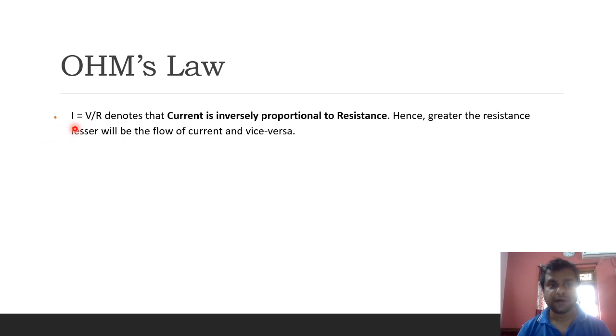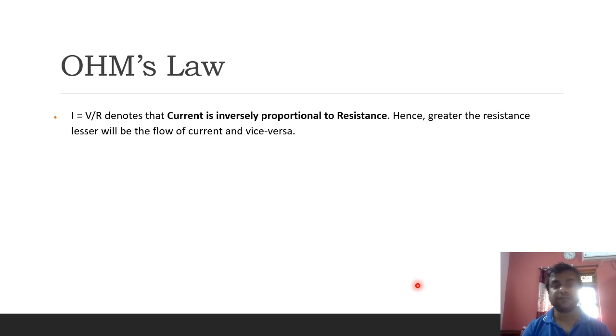Okay, so I is equal to V upon R denotes that current is inversely proportional to resistance. In simple words, it means that when current increases, there is less resistance. If there is more resistance, the current will decrease. So they work in opposite fashion. When the current increases, it tells you that the resistance is very low. But if the resistance is very high, the current flowing through that particular circuit will be fairly less.